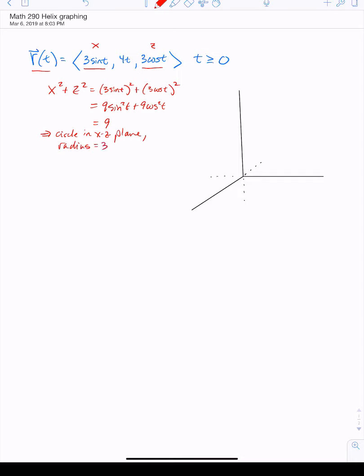So in the xz plane, here's x, here's z, here's y, but that's not quite there yet. In the xz plane, we have a radius of 3, so 3 units in each of x and z. If I try to draw that, it looks something like this. Something like that. But the y variable is free.